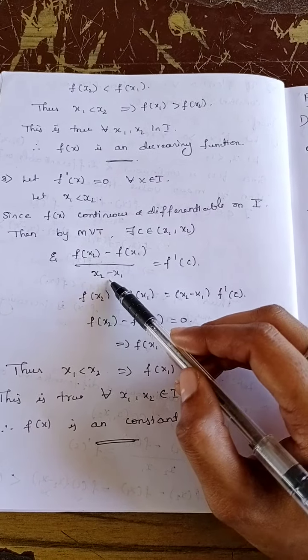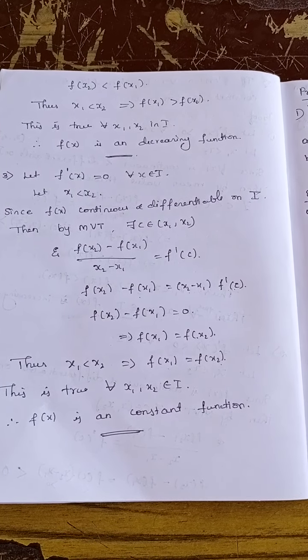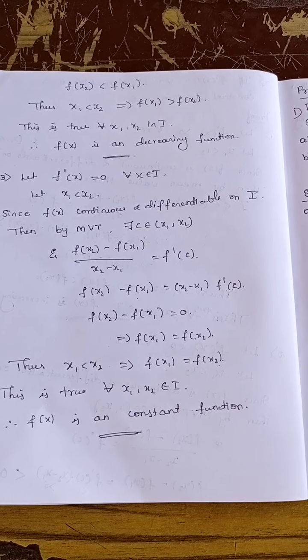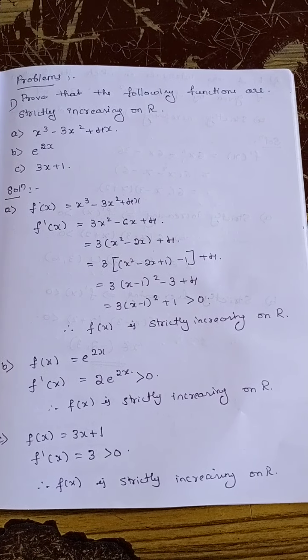But f dash of x is equal to 0 for all x belongs to I. Therefore f dash of c is equal to 0. 0 into x2 minus x1 is equal to 0. That implies f of x2 is equal to f of x1. Thus if x1 is less than x2, that implies f of x1 is equal to f of x2. This is true for all x1, x2 belongs to I. Therefore f of x is a constant function. Let us see some problems.